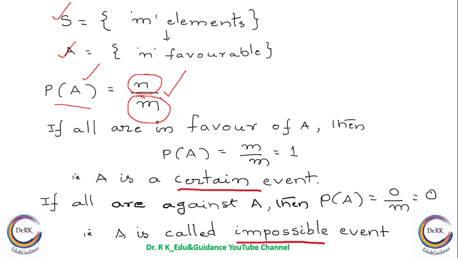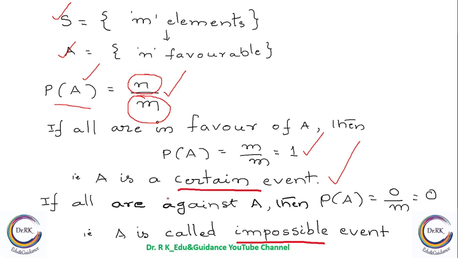So extreme, in the sense, who is the luckiest one? If all are in favor of A, all the entries in S are in favor of A. That is the luckiest happening, right? That means all the elements in S are in favor of A. Then what happens? M by M, then the probability is 1. So it is the luckiest case. The probability of that event is 1 in such cases. That is going to happen perfectly, therefore that event is called a certain event.